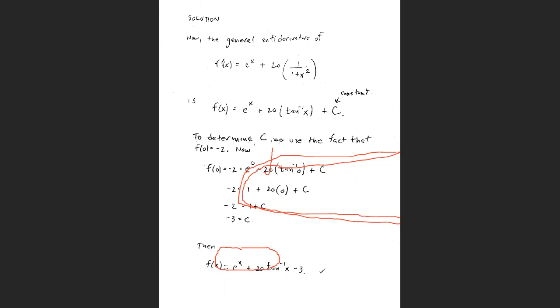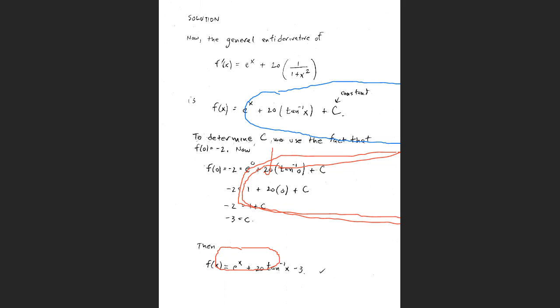The idea is that if we're looking for a general antiderivative, there are a lot of antiderivatives to f prime of x equals e to the x plus 20 times 1 over 1 plus x squared. There are a lot of antiderivatives, and they all differ by a constant. Every antiderivative will have a different constant.